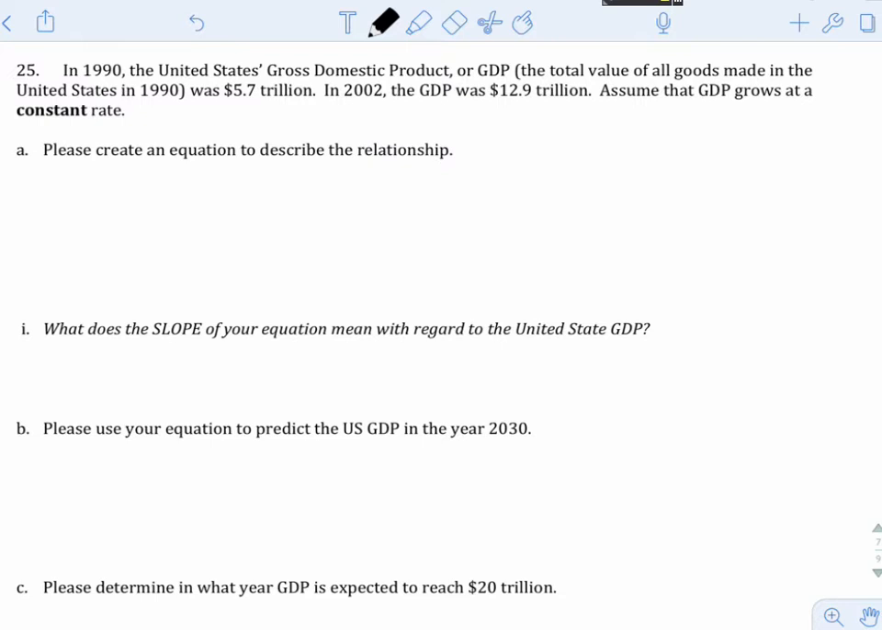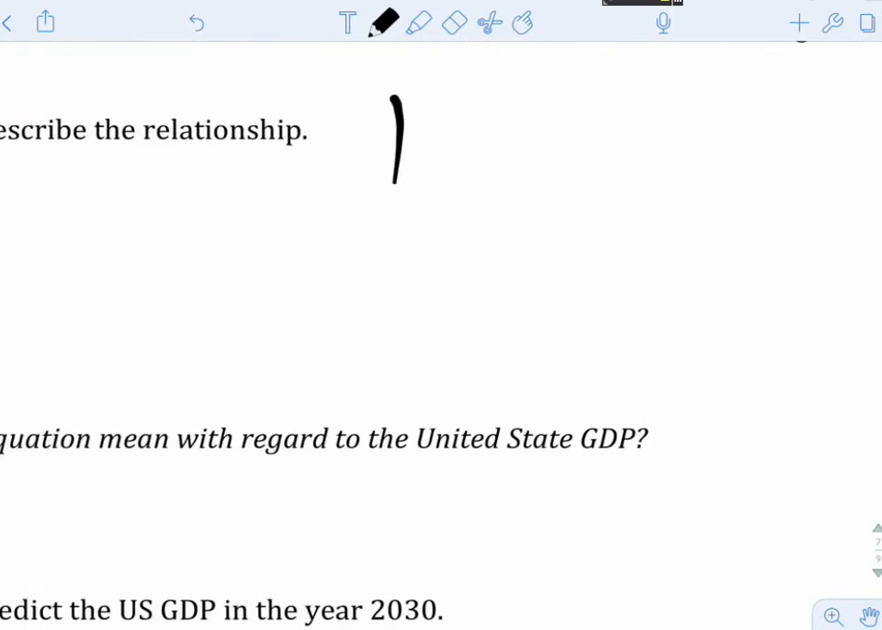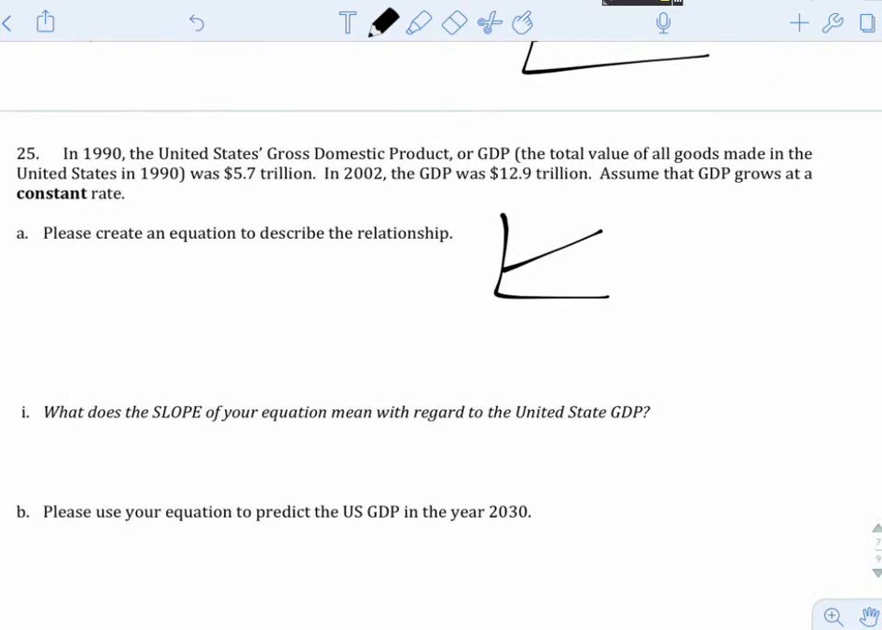And we're going to make a big assumption here. We're going to assume that the gross domestic product grows at a constant rate. And if it grows at a constant rate, that kind of means that, well, if you were to think about it in your head, it means it grows kind of like a line. And so we're going to use a linear equation to model this situation. Okay, so here we go.